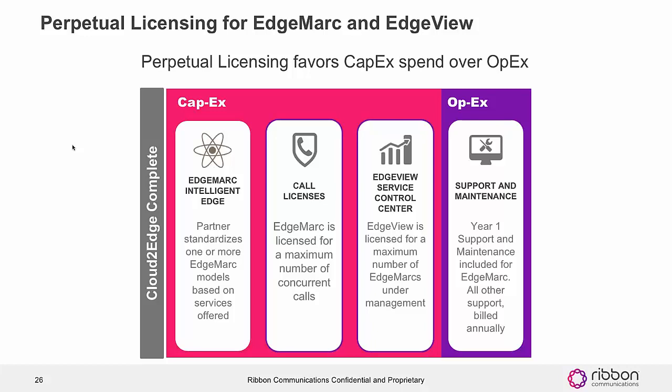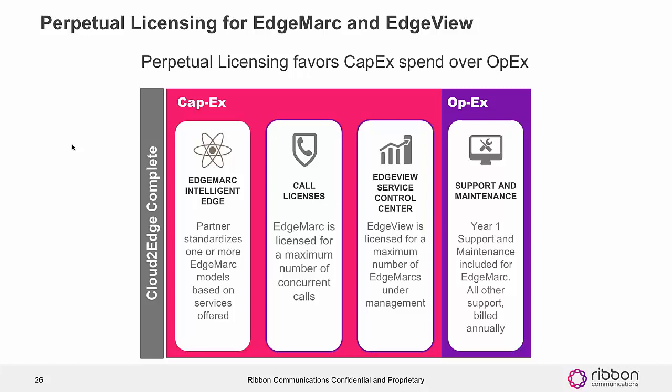Our cloud-to-edge model is really unique. We've actually cut the prices on the EdgeMark Intelligent Edges and removed licensing restrictions on them so that you can take an EdgeMark 2900, which is capable of doing up to 300 concurrent calls, and put it in a very small office with 15 employees or a headquarters of a regional company with 1,000 employees. The device will cost the same, and it's in the hundreds of dollars.